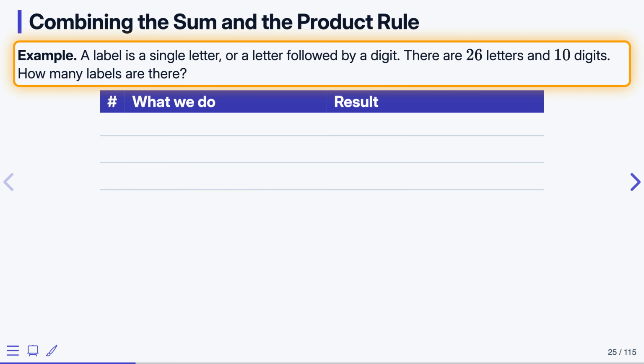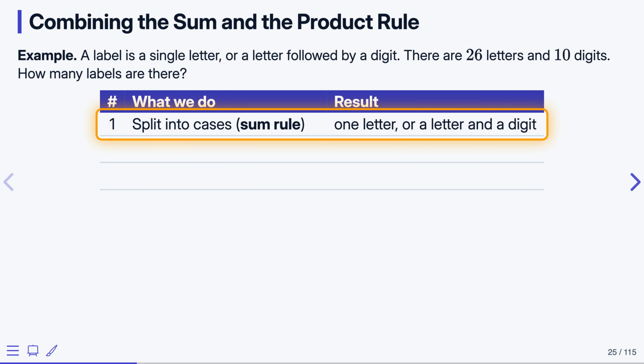This example uses both rules together. A label is one of two kinds. It is a single letter, or it is a letter followed by a digit. Step 1, split into cases. Kind 1 or kind 2. The word or tells us the sum rule will finish the job.